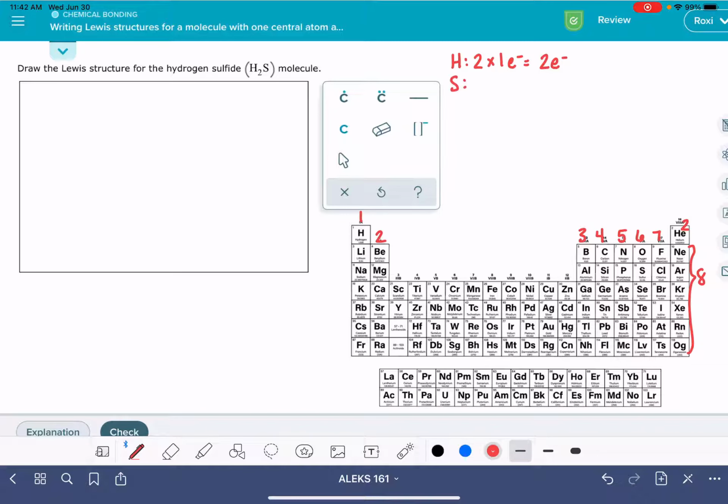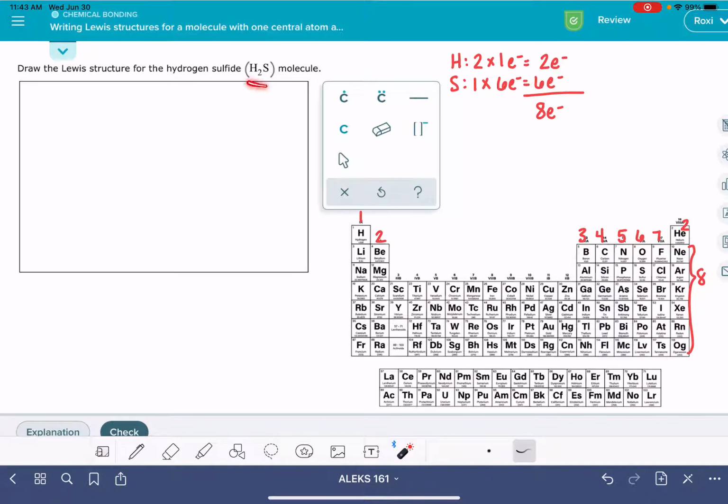And then sulfur, which is located over here, is in the sixth column. One sulfur atom has 6 valence electrons. And that means that altogether we have a total of 8 valence electrons. We're going to need to use all 8 valence electrons when we're drawing the structure for this molecule.